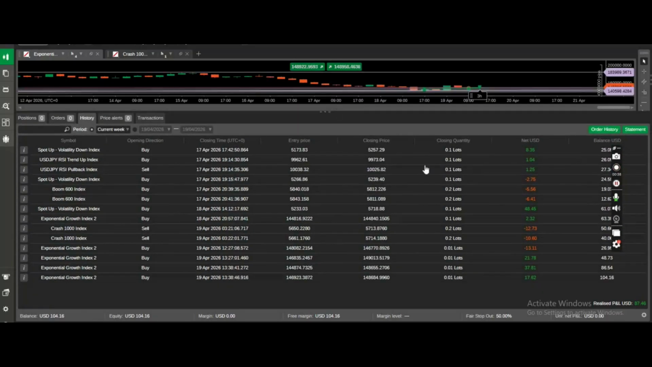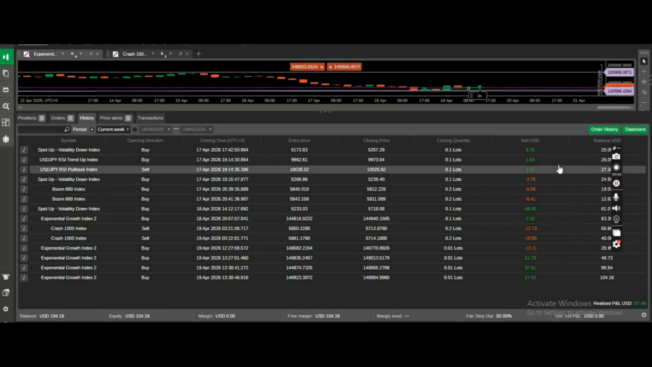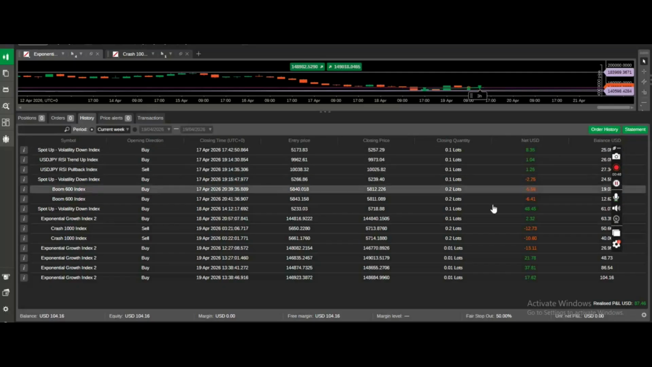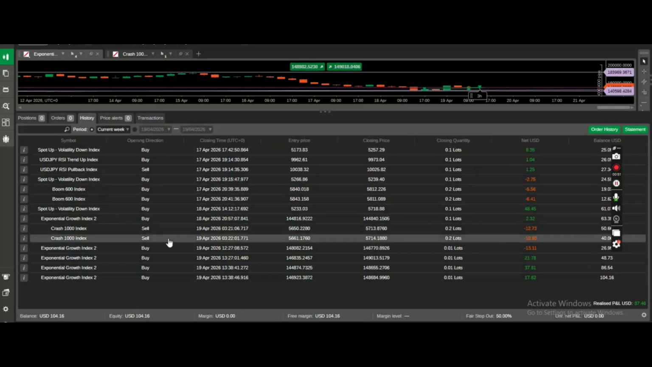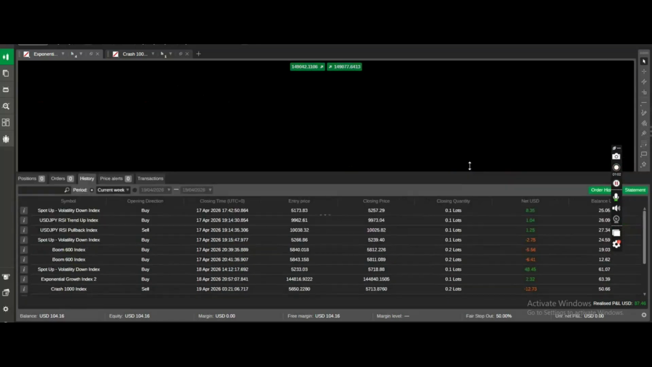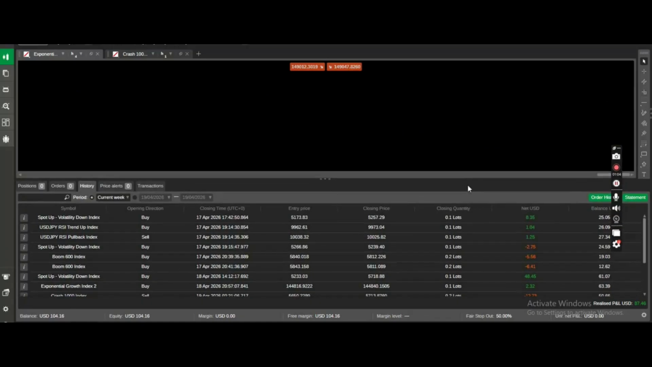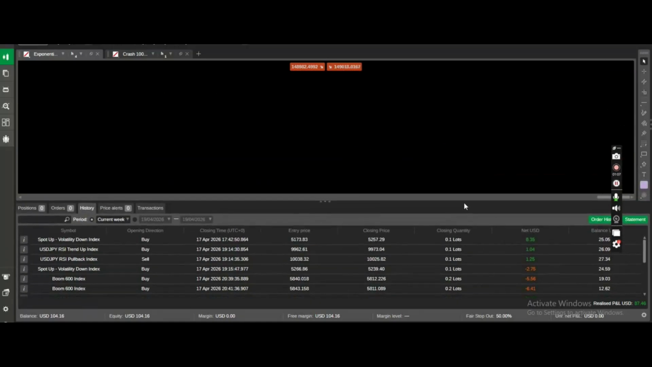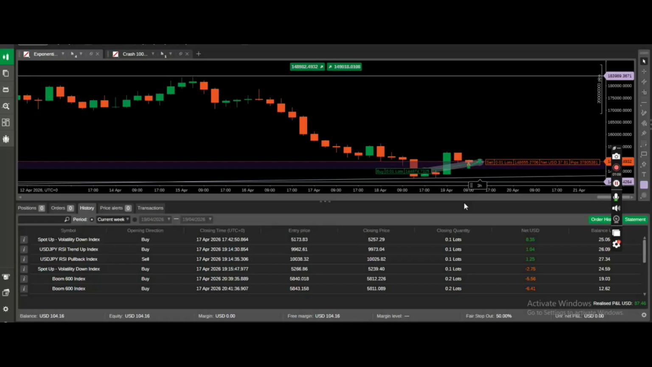You can see the history. These are all the trades I've taken, and as you can see, I'm using the seed trader from Deriv broker. So that's it. I've been able to hit my target for the weekend, and I think I'll stop there, and maybe the next goal will be to flip it from 100 to maybe 500, but we'll see.